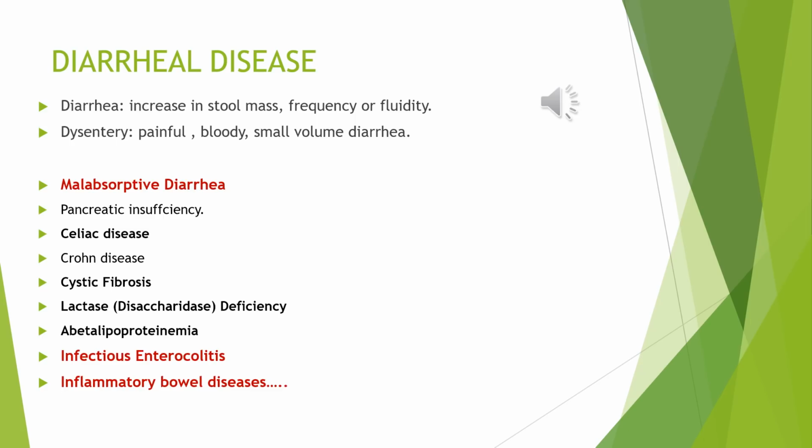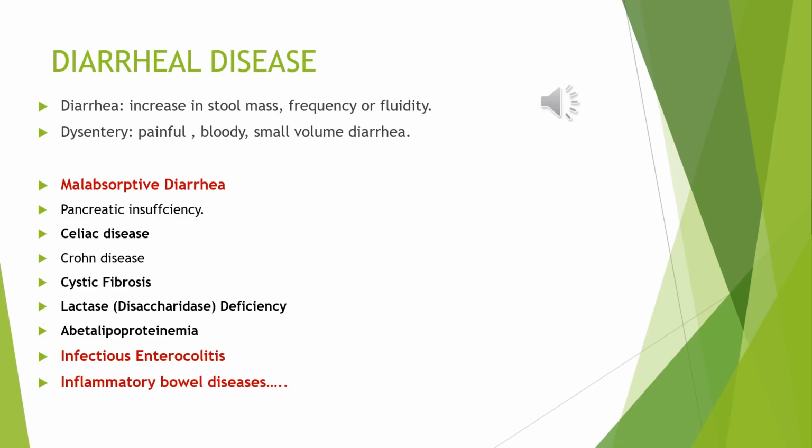So here we come to another important manifestation of intestinal diseases, which is called diarrhea. Diarrhea is defined as increase in stool mass, frequency, or fluidity. So any one of these is enough to call it diarrhea. Either increase in the mass or the frequency of passage of a stool or the fluidity of the stools. Another definition that you have to know is called dysentery. Dysentery is painful, bloody, small volume diarrhea.